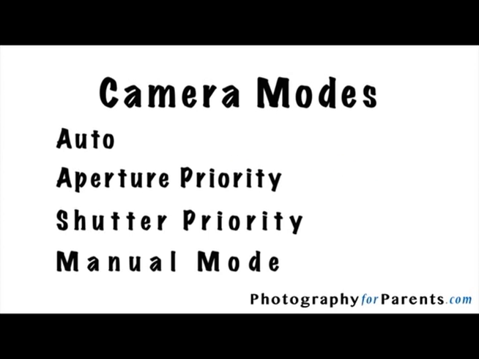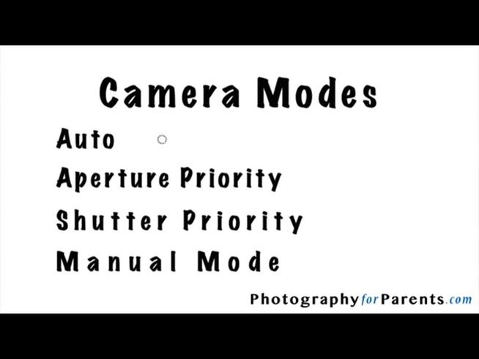Today I'm going to go over camera modes. We're going to discuss four primary settings that you can use on your camera. The four we're going to talk about are the auto feature, aperture priority, shutter priority, and manual mode.